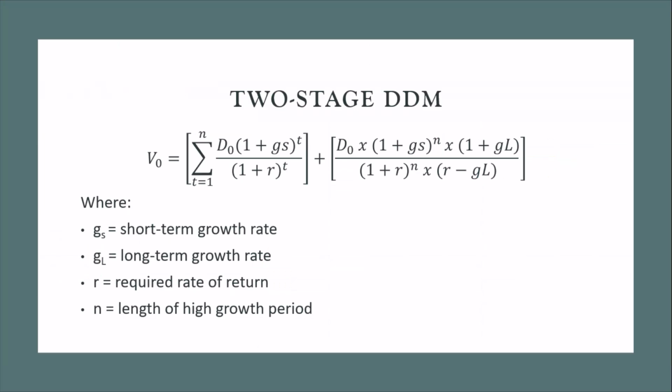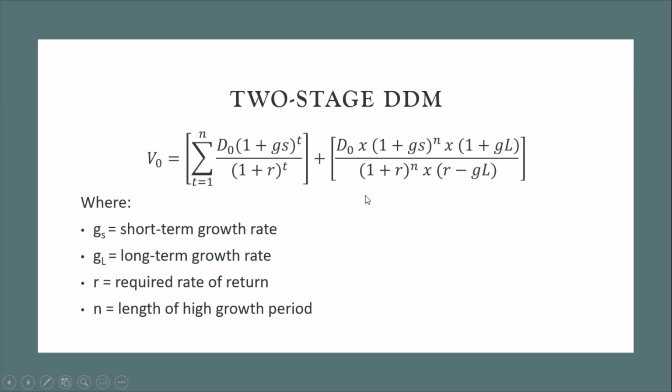Because if we go back to our formula, it is your dividend multiplied by 1 plus your short-term growth rate raised to n. So in this case, we have that multiplied by 1 plus your long-term growth rate divided by 1 plus r raised to n, multiplied by your required rate of return minus your long-term growth. So you have to apply this equation to your Excel sheet.